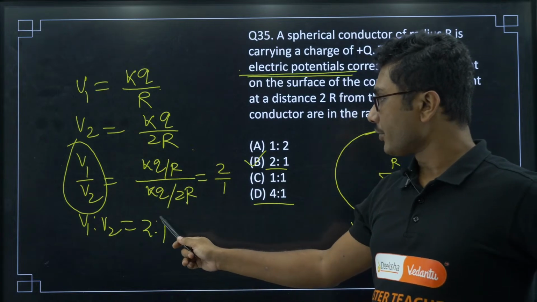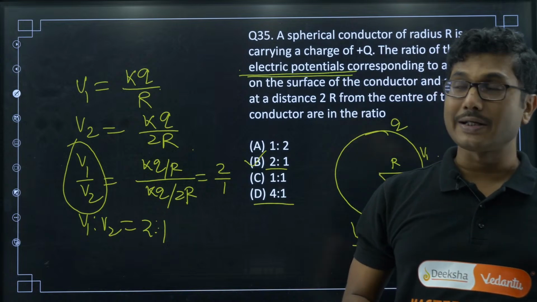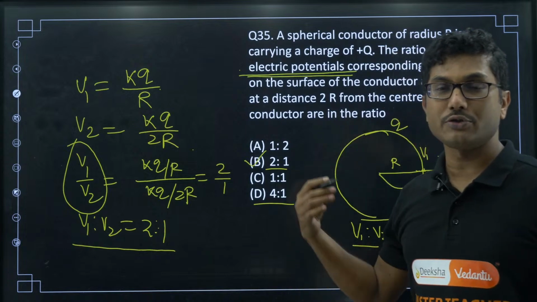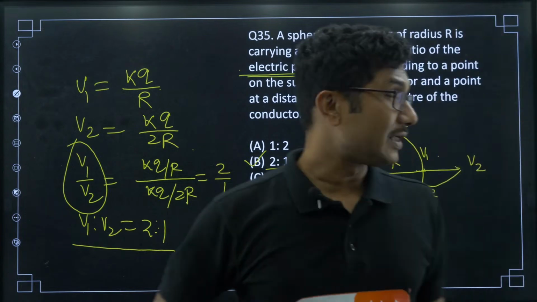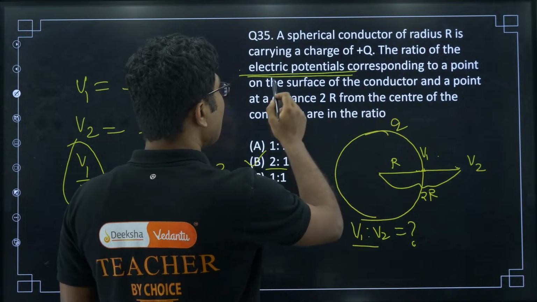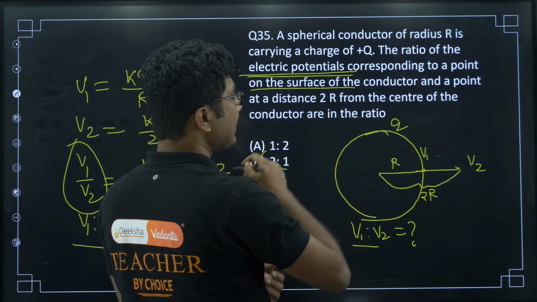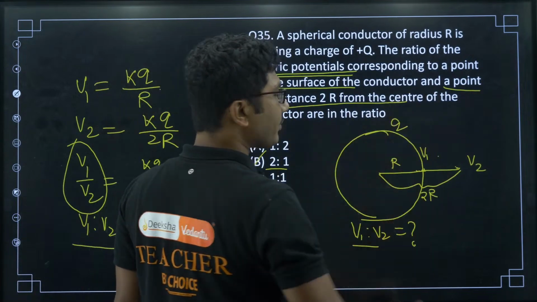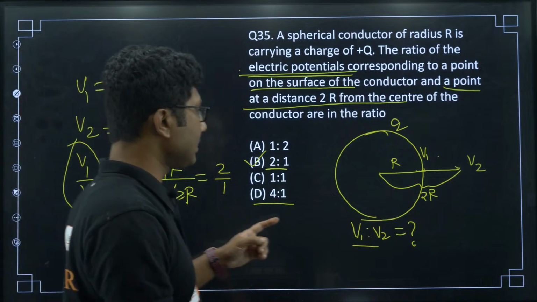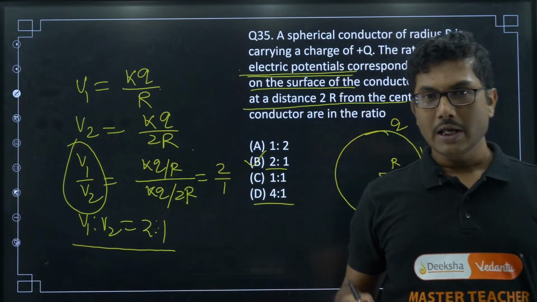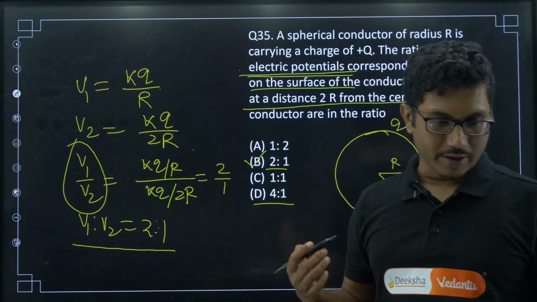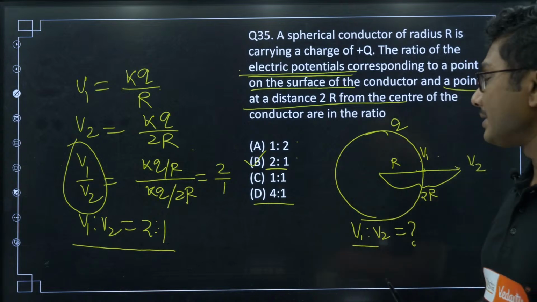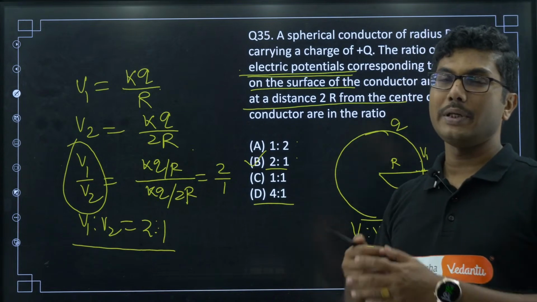Ratio questions are very common in competitive exams, because students often get confused about the ratio. So, V1 is to V2 you are finding. They have said the first quantity is on the surface, and the second is a point at a distance 2r from the center. So, V1 is first is to V2. That is why option A is not correct, option B is correct. So, whenever you are answering ratio based questions, you have to be careful.